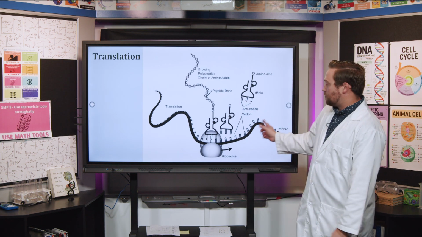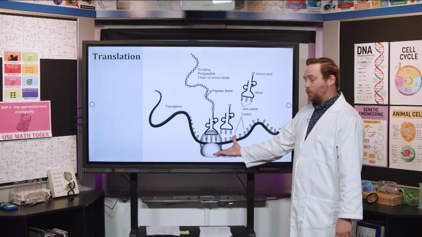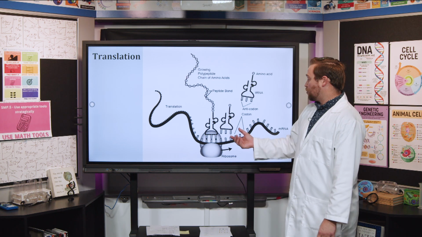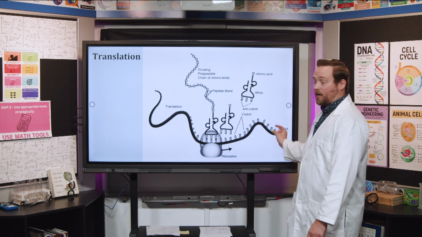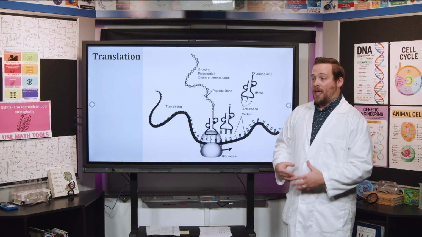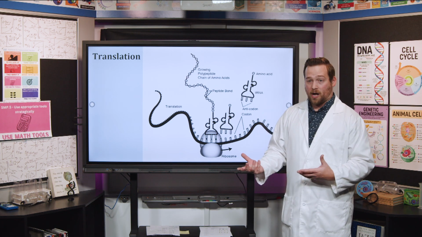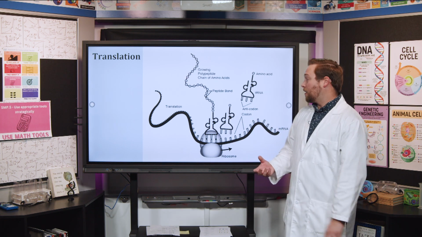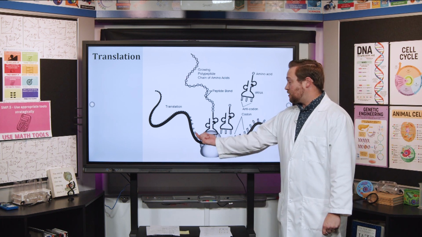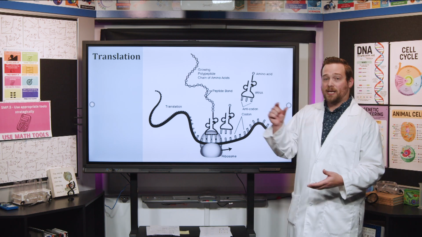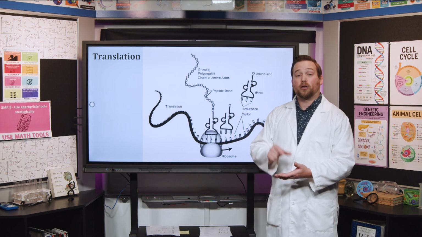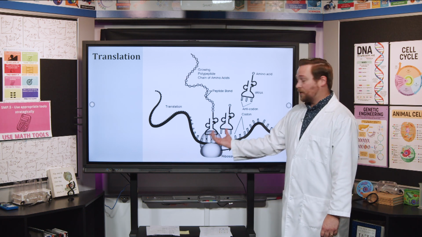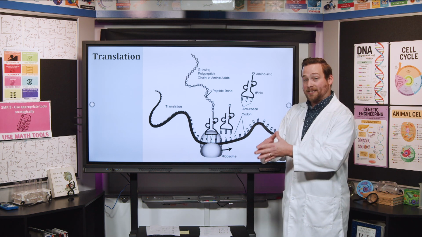So what happens is this messenger RNA is going to meet up with a ribosome. This ribosome is made up of rRNA. It's going to start reading this mRNA 3 bases at a time, and it's looking for something called a start codon. That tells us when to begin the building process. Once it finds a start codon, we continue reading this mRNA 3 bases at a time. We're reading it codon by codon, okay? Every time it reads a codon, that's telling the ribosome a specific amino acid we need.